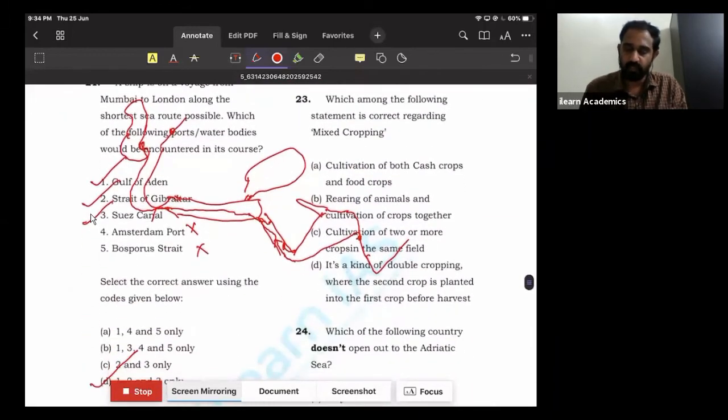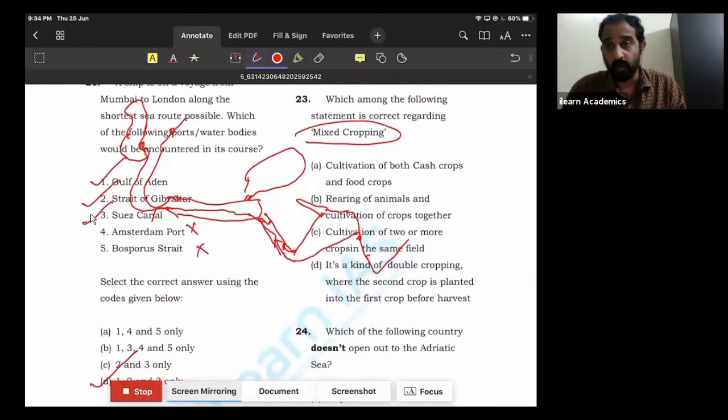Question number 23 is about mixed cropping. So in 2013, UPSC has asked about mixed farming. So you should have an idea about the difference between mixed cropping and mixed farming. Mixed cropping is when you cultivate 2 or more crops in the same field. That is, answer is C. Mixed farming is rearing of animals and cultivation of crops together. That is option B.